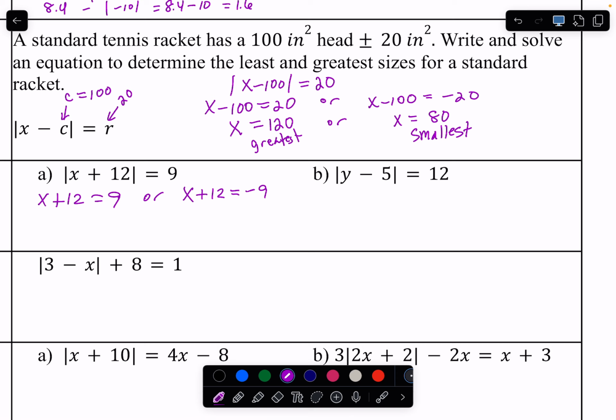So let me say that again. Absolute value equations have two answers. The first answer, just drop off the absolute value and rewrite it. The second answer, drop off the absolute value and then change the sign of what you're equal to. So that's your positive direction and your negative direction. So two cases.